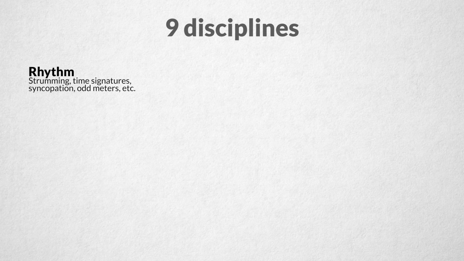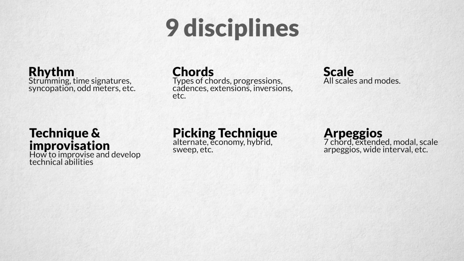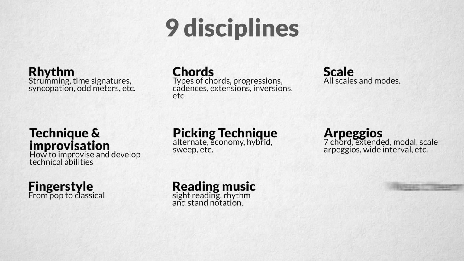Now, I have divided the roadmap in 8 levels, from the very basics to the highest level thinkable. Each level has 9 disciplines. You have rhythm like strumming, time signatures, syncopation, special rhythms, etc. Chords like playing different types of chords, progression, cadences, extensions, inversions, etc. All kind of scales, technique and improvisation, picking technique, arpeggios, fingerstyle playing, reading music notation, and music theory.